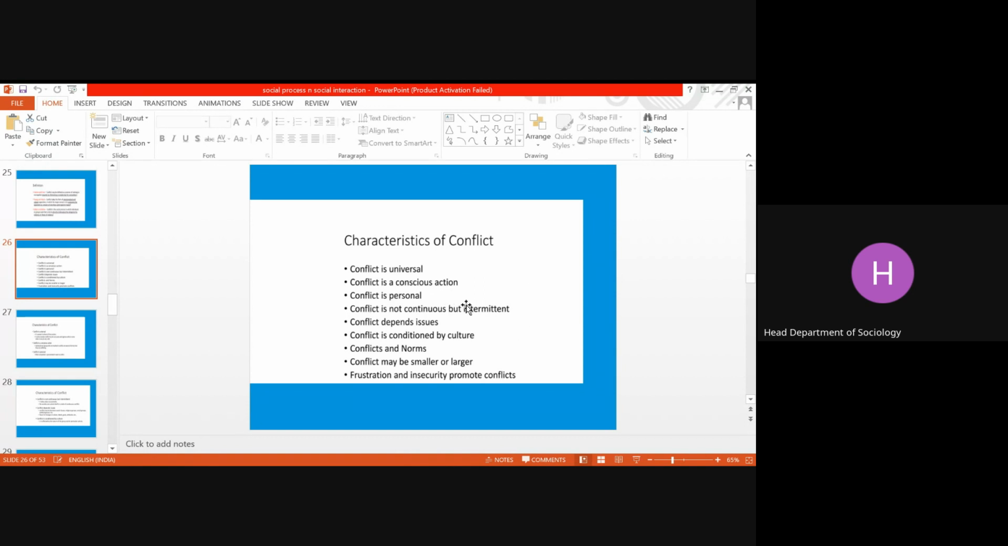Conflict is not continuous but intermittent. See, conflict is not a continuous process. Cooperation is a continuous process, competition is a continuous process, accommodation is a continuous process, assimilation is a continuous process, which we have read in our previous classes. But conflict is not a continuous process. When we fight with someone, when there is a conflict, if there is a war taking place also, there will be some sort of agreement made between two countries, and that war will subside. Maybe the problem will not go away completely, but some sort of intermittent solutions will be taken out for that conflict. So conflict is not a continuous one, but it is intermittent.